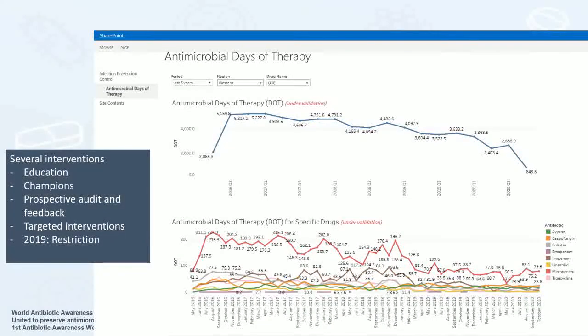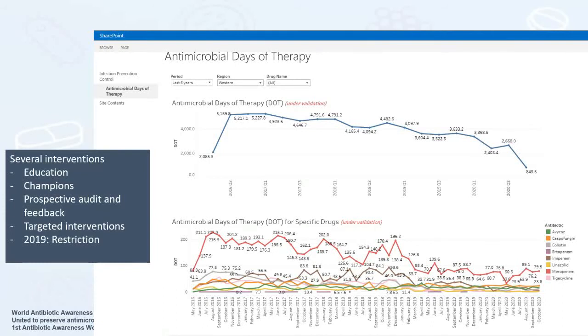You would look at what interventions you were able to do during this time. Education: we had antimicrobial stewardship champions across the hospital. We had prospective audit and feedback in certain parts of the hospital. So we did adult ICU, pediatric ICU, and hematology oncology.